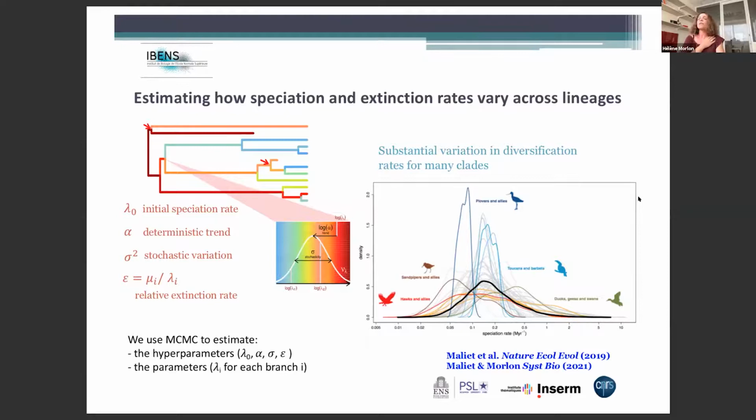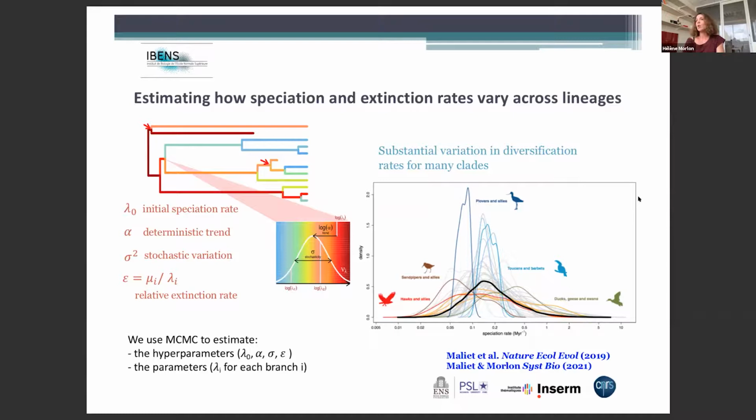So same thing, this time we try to develop models where rates vary across lineages, not only through time, but across lineages. Here is an example where at each speciation event, we draw a new speciation rate from a distribution centered on the ancestral rate, with a potential temporal trend and a variance given by another parameter that controls how heritable the traits are. Low sigma values model speciation rates that are very heritable across lineages, and large sigma values model rates that are much more labile.